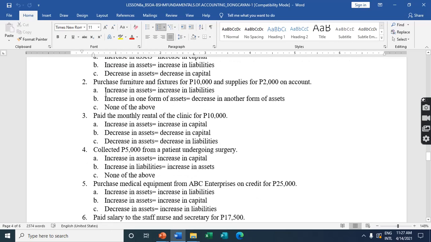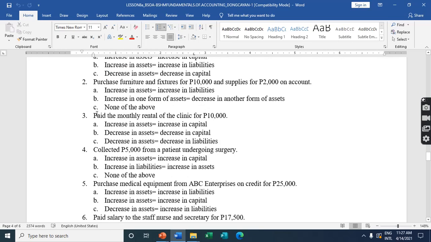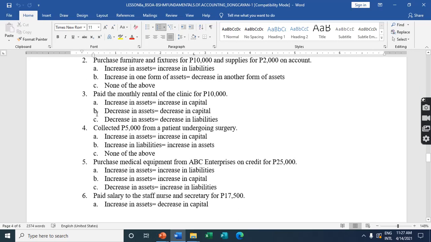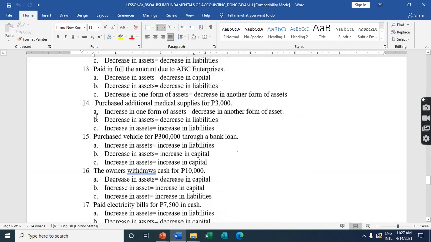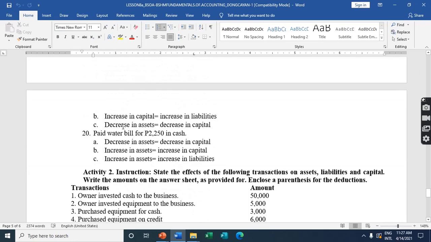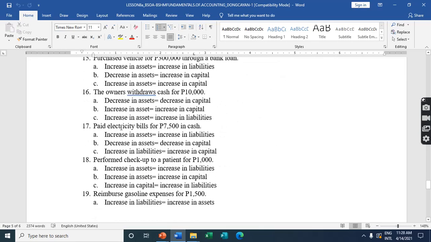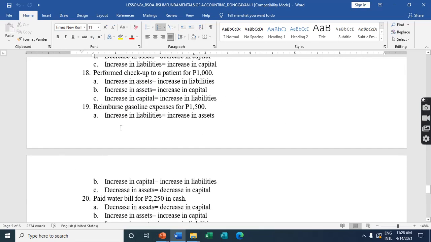So, number 1, Dr. Waligan began practicing as a doctor by investing 150,000 cash and equipment of 50,000. So, nag-invest si Dr. Waligan sa kanyang business ng 150,000 cash and equipment for 50,000. So, ano ba yung nag-increase dyan? May nag-decrease ba? So, mamili ka dito sa pagpipilian. So, i-analyze nyo yung transaction and then tingnan ninyo kung may tamang sagot dito sa choices. Okay? So, 1 to 20 yan. Choose the letter of the correct answer. Okay? Multiple choice.